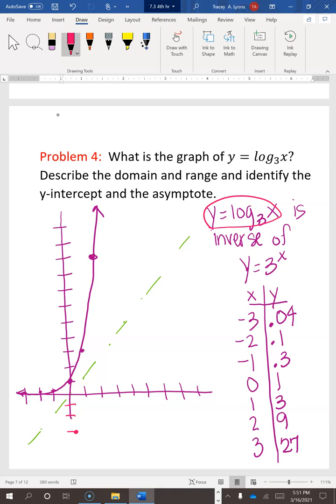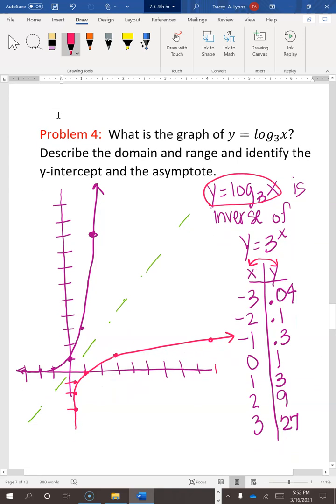So remember to reverse your ordered pairs. 0.1 would be at negative 2. 0.3 is at negative 1. 1 is at 0. 3 is at 1. 9 is at 2. So this one looks like this. And if you flip them over the green dotted line, they should look the same.